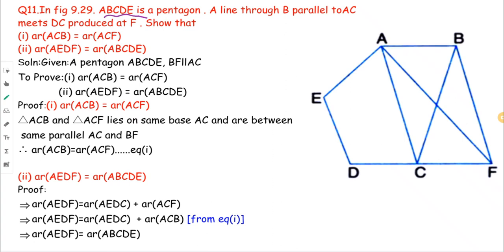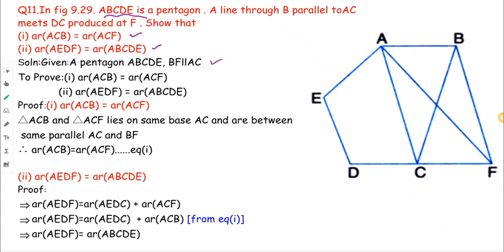All right, next, a line through B. From here, a line through B parallel to AC meets DC, and from here it has been produced till F. So that gives us the entire question's diagram. We have to prove that triangle ACB equals triangle ACF and also that AEDF should be equal to ABCDE. So we'll do one after the other.